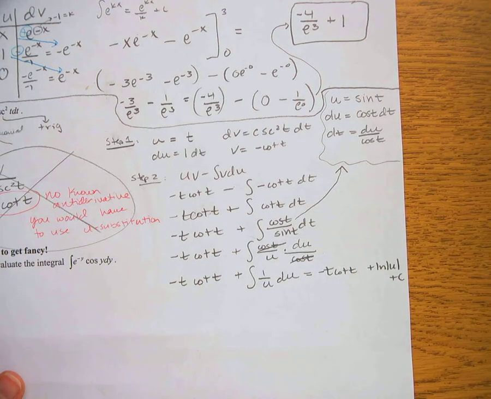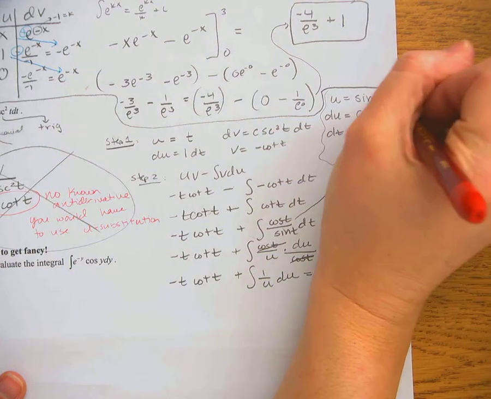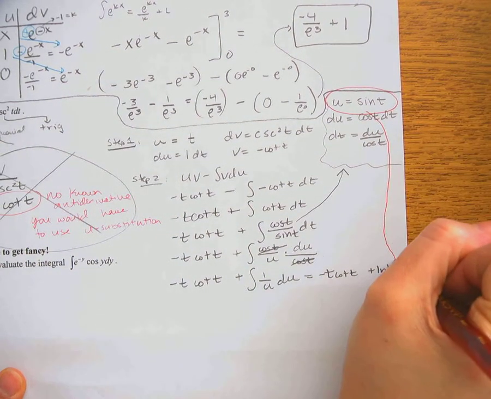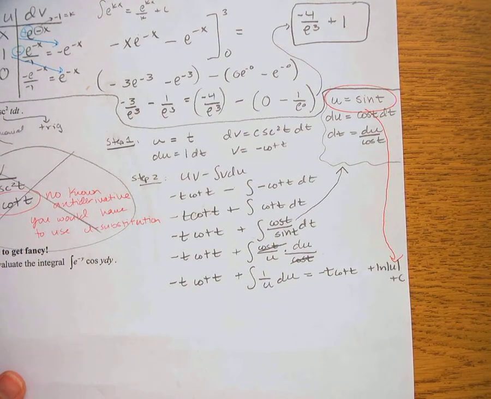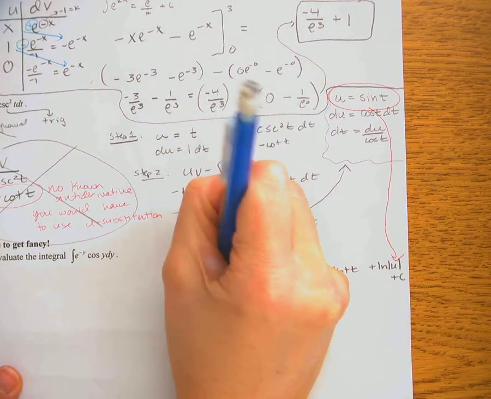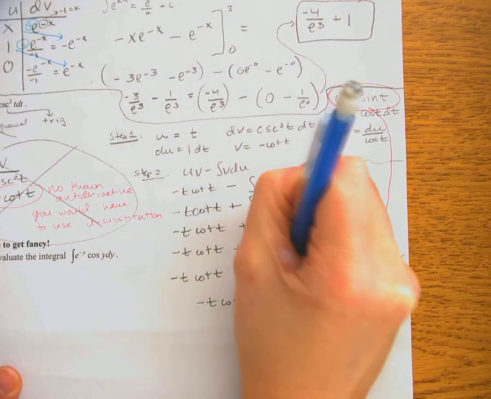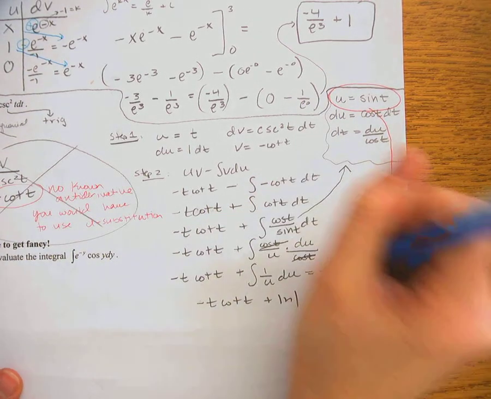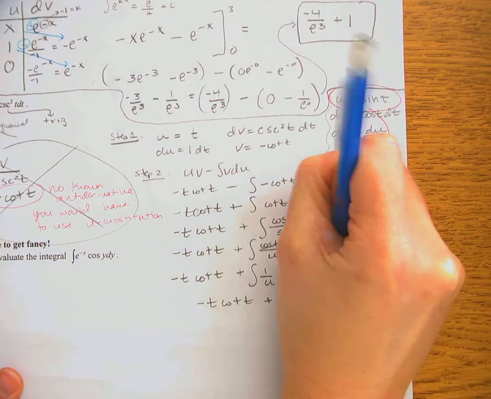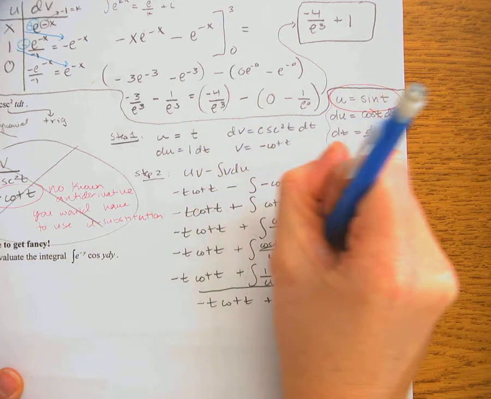And then I just have to resubstitute the sine of t back in here for u. So this just has to be put back in there. And then I'm done. So my final answer would be negative t cotan t plus the ln of the absolute value of sine t and then plus a constant.